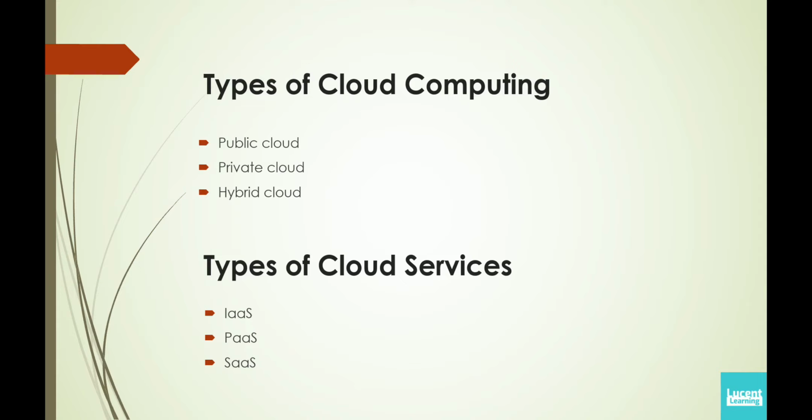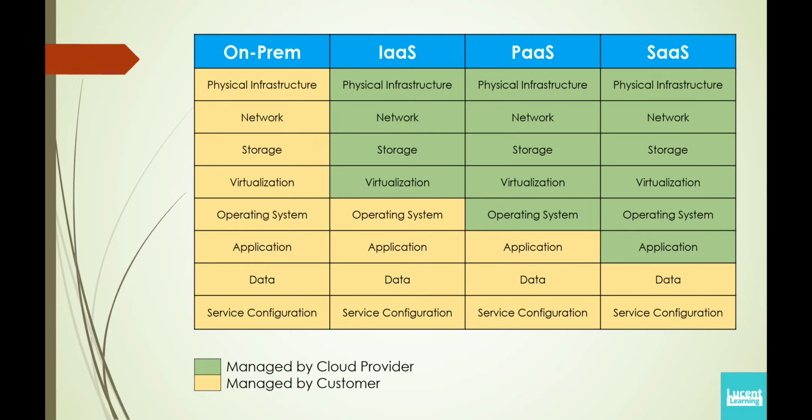Okay, so these were the types of cloud computing, right? Now let's talk about the types of cloud service offerings. First is IaaS, that is infrastructure as a service. The second one is PaaS, that is platform as a service, and the last one is SaaS, that is software as a service. So this is the comparison list of all the three service offerings, and even on premises also.